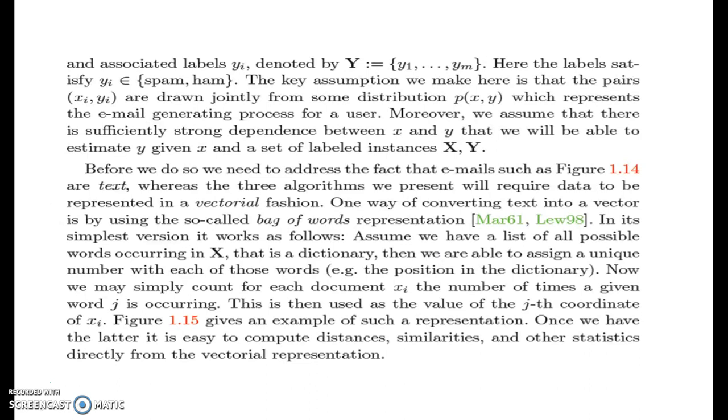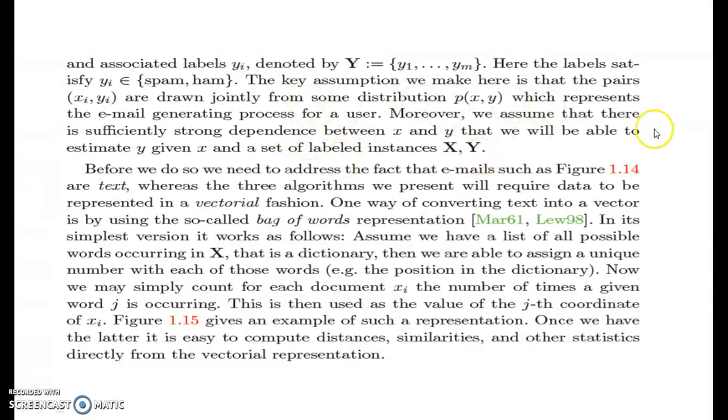Now the associated labels y_i are denoted by y = y_1 to y_m. Here the labels satisfy y_i belongs to spam or ham. So there are two things here: either it can be spam or ham. The key assumption we make here is that the pairs (x_i, y_i) are drawn jointly from some distribution p(x, y), which represents the email generating process for a user.